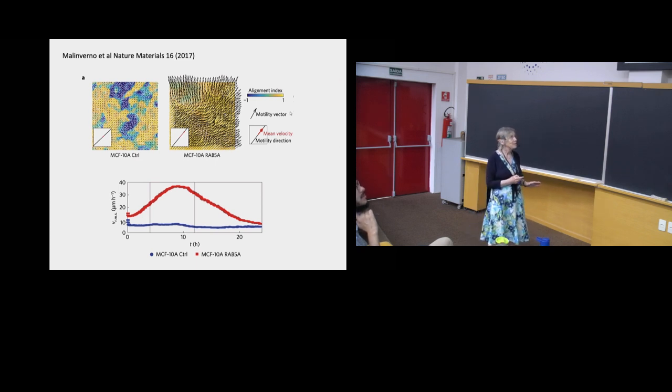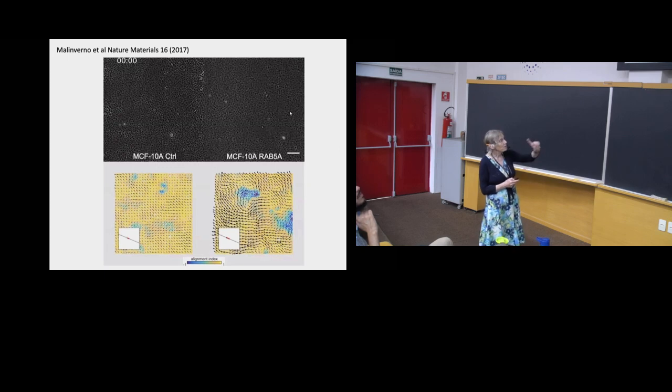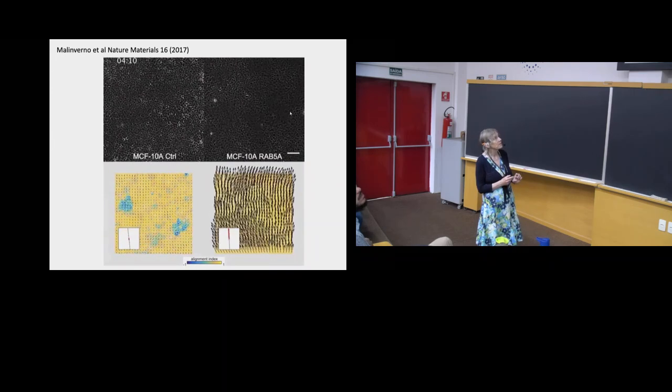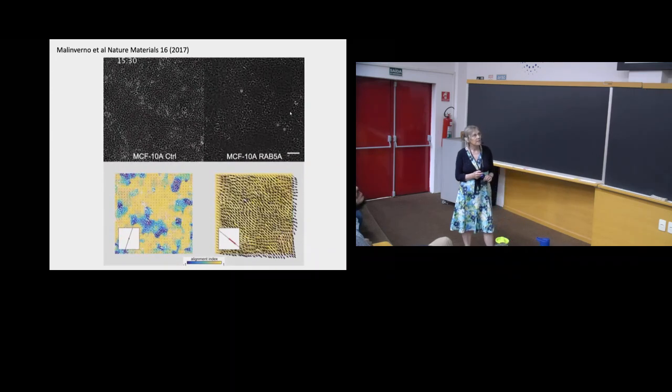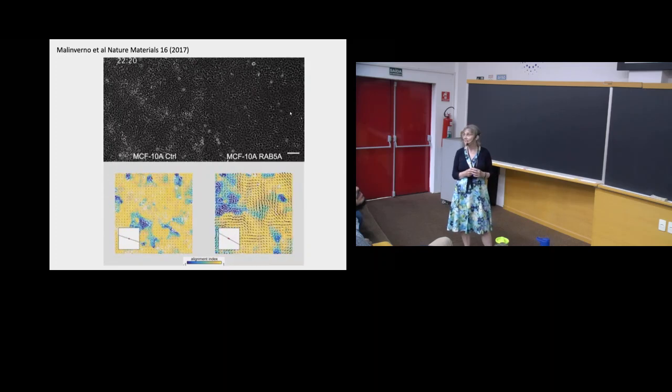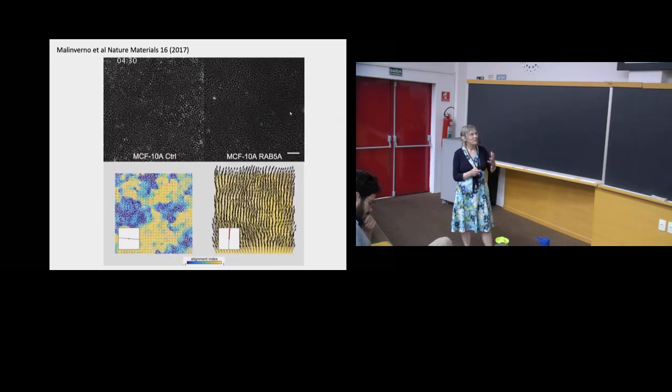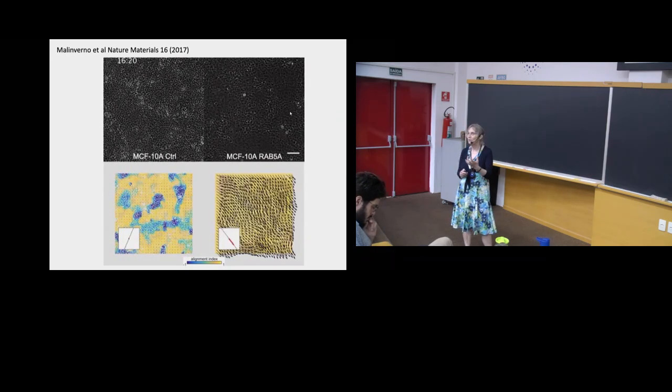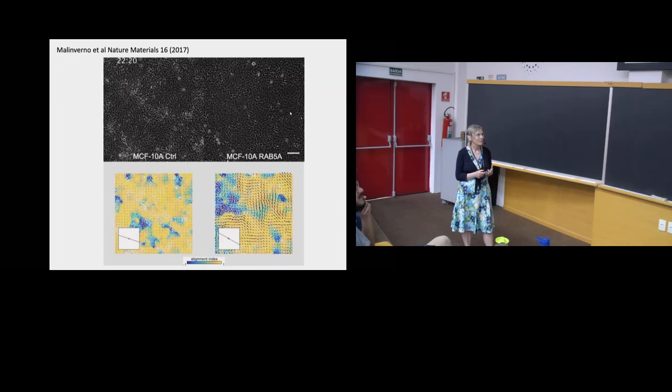So let's look at a movie of that. The one on the left is the control. The one on the right has this RAB5A in. And what you're seeing is the velocity field. I'll play it twice because it goes on. And you can see it makes an enormous difference adding this chemical. And I like this because it's clear that there's a difference in the two cases. Great. Yeah?